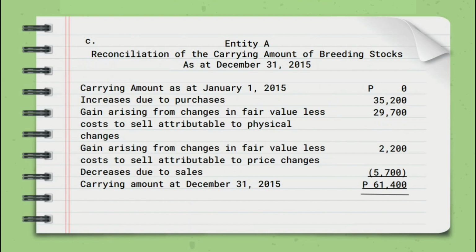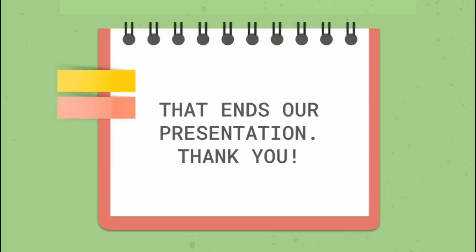Last item on our reconciliation of the carrying amount of breeding stocks is the decreases due to sales worth 5,700 pesos. To sum up all the amounts in the reconciliation of the carrying amount of breeding stocks, it will give us the amount of 61,400 pesos, which will then be our carrying amount as of the year end December 31, 2015. And that would be all for Chapter 11.